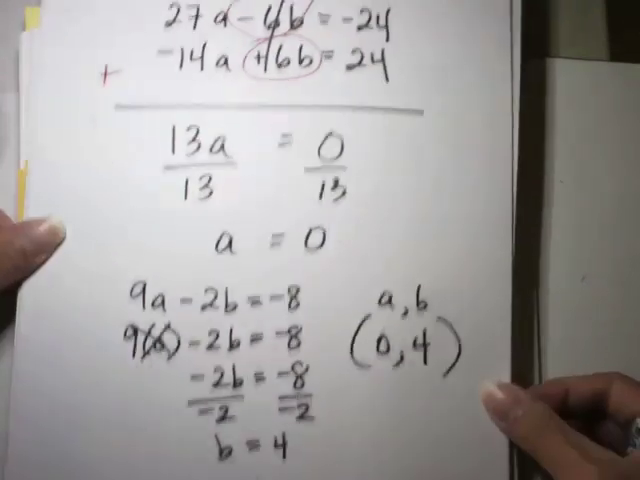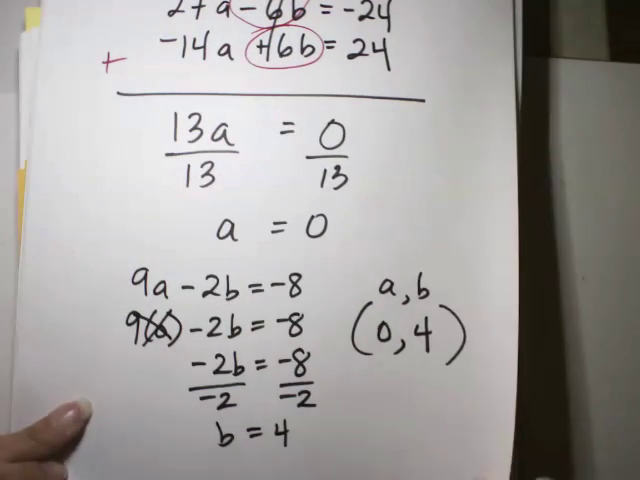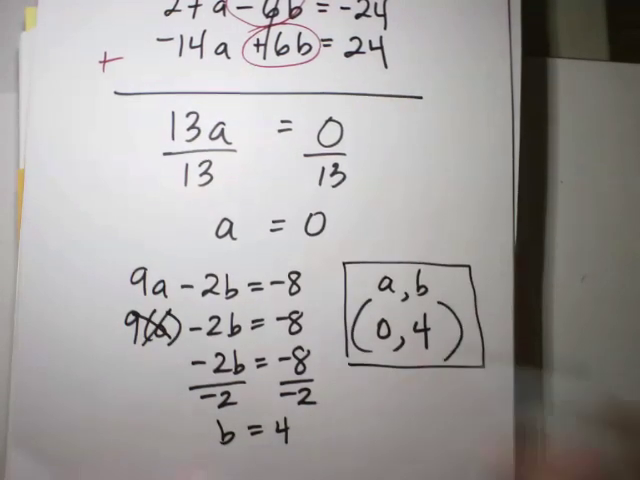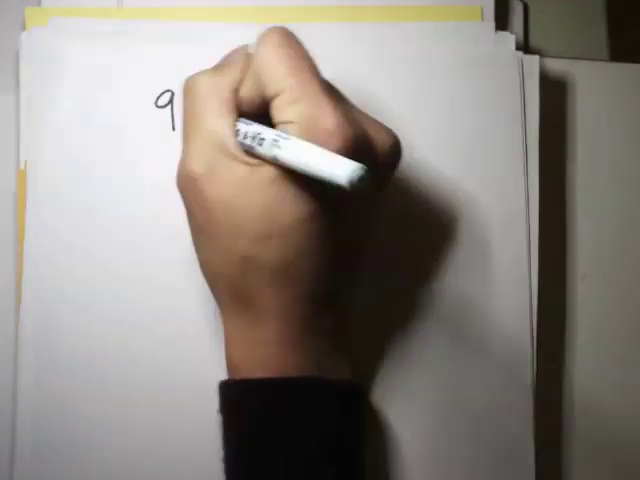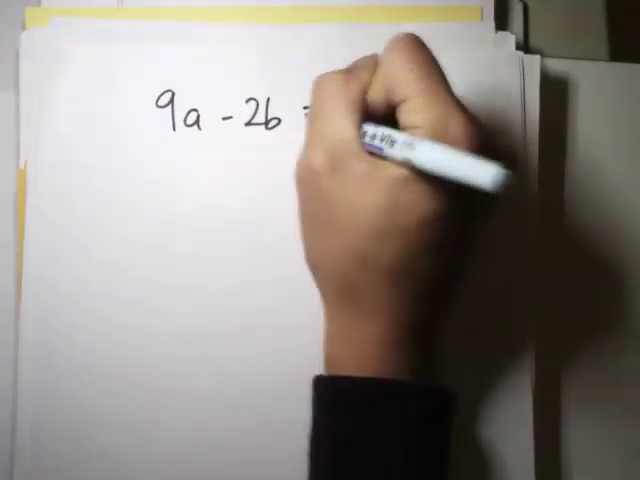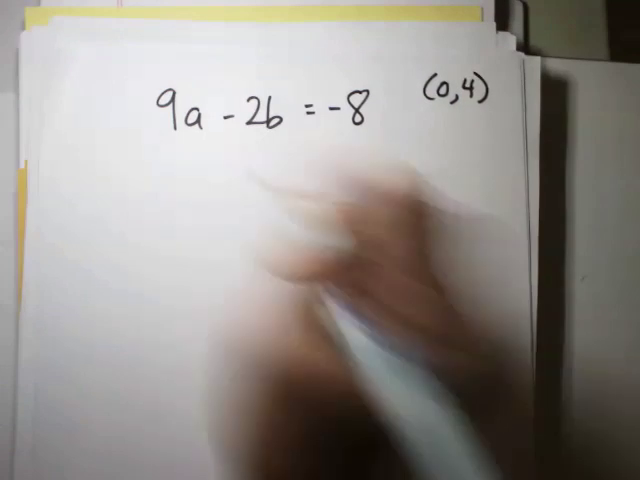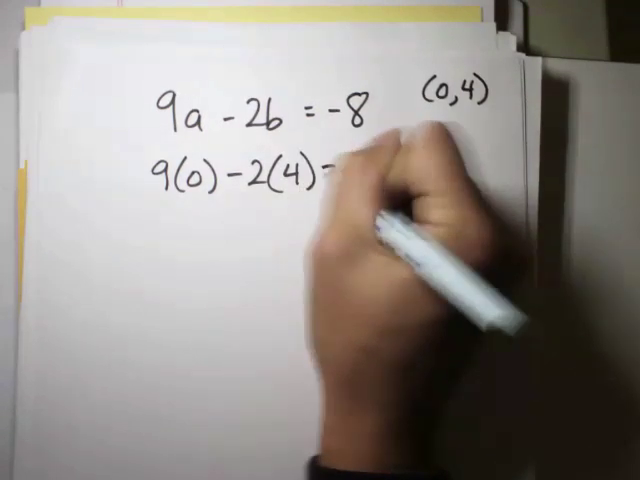Of course, we are not done. What are we forgetting? We must always, always, always check our work. And again, to check your work, you're going back to the original equations and you're going to substitute in these values for a and b. So on this next page, I'll have my original equation number 1. And I'm going to substitute in 0, 4. So instead of a, I'm going to have 0. Instead of b, I'm going to have 4.